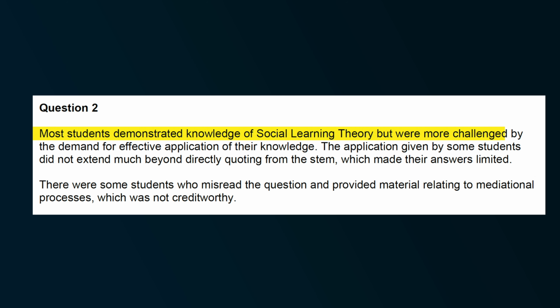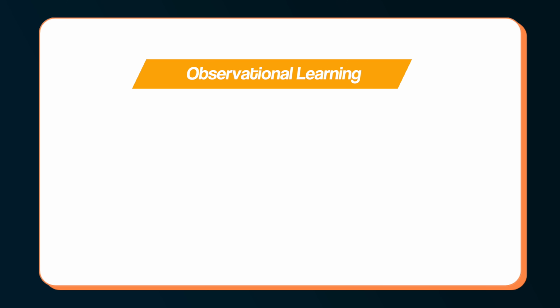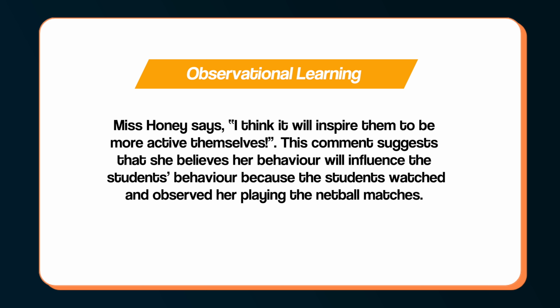Most students demonstrated knowledge of social learning theory, but were more challenged by the demand for effective application of their knowledge. The application given by some students did not extend much beyond directly quoting from the STEM, which made their answers limited. So here you could write about observational learning. For example, Miss Honey says, "I think it will inspire them to be more active themselves." This comment suggests that she believes her behaviour will influence the students' behaviour because the students watched and observed her playing the netball matches.